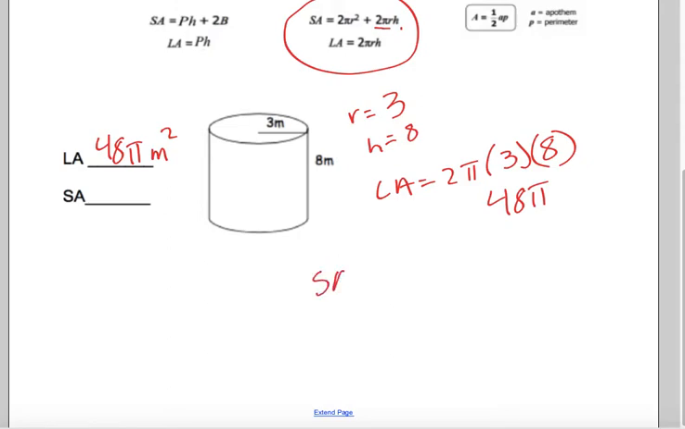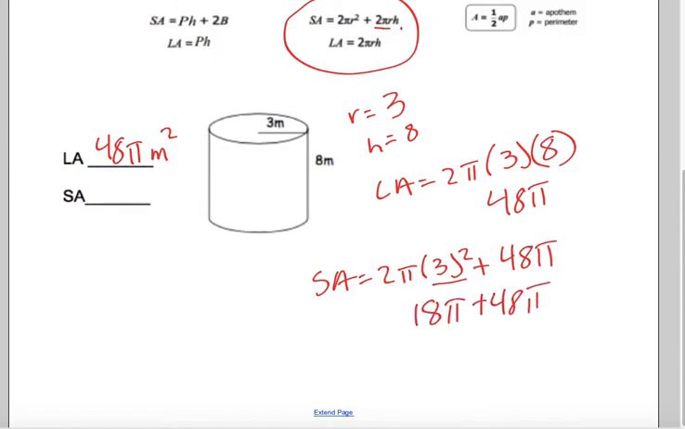It just depends on how they're asking in the question. For the surface area, we're going to do 2 pi r squared plus 2 pi rh, which we already calculated was 48 pi. The r squared has to happen first, so 3 squared is 9, 9 times 2 is 18, so we have 18 pi and 48 pi. These are both in terms of pi, so you can add them together. This will give us 66 pi. So 66 pi meters squared is the surface area of the cylinder.